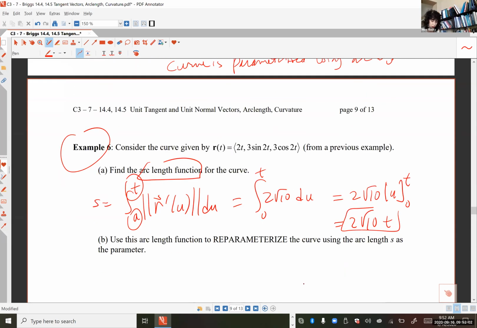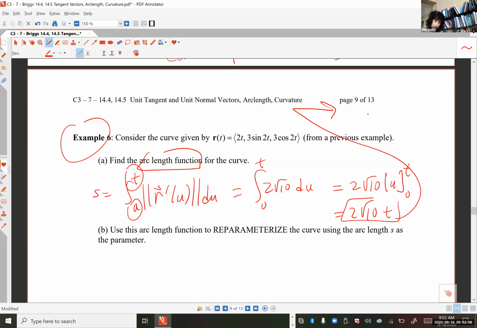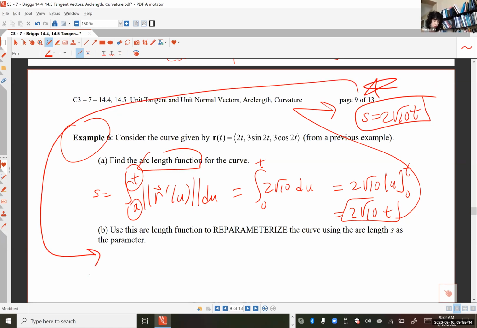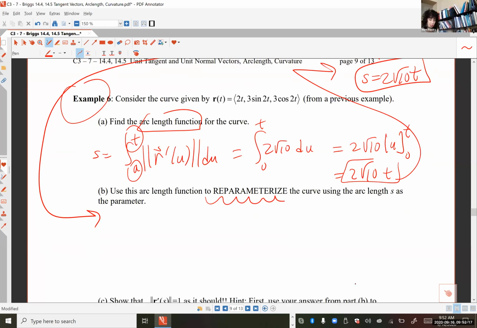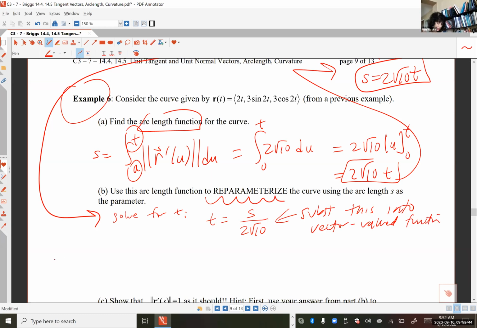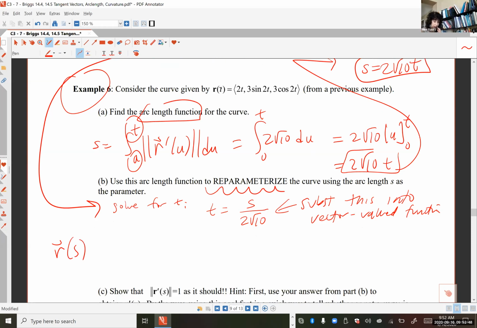So what are we saying? The arc length function, s, the arc length, is the same as 2 square root of 10 t. And that's going to be your trick, because over here in part B, you're going to re-parameterize your curve using the arc length s as your parameter. So you're going to solve for t with this little equation you have now, where t is s over 2 square root of 10, and then you're going to substitute this into your vector valued function. Everywhere you see the letter t, you'll replace it with this quotient s over 2 square root of 10. And so r will now be reparameterized using s instead of t.